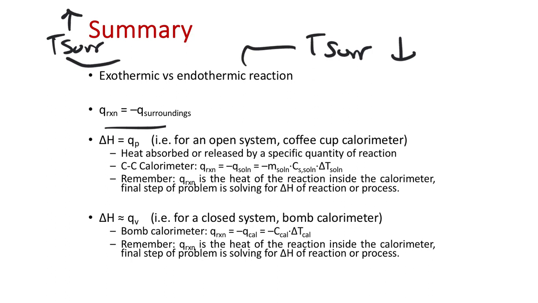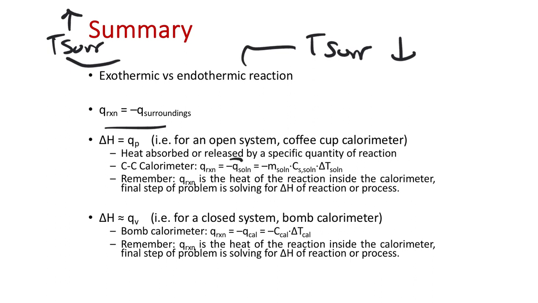Now, our delta H for an open system, delta H is equal to QP. QP is just for the open system. It's just the heat change of a reaction occurring in an open container. And so we saw that was the example of our coffee cup calorimeter. It's an open container, insulated though, so we don't have heat exchanging with the surroundings. We design it that way just to make the math simpler. And so our Q reaction is negative Q solution, negative MCS delta T.